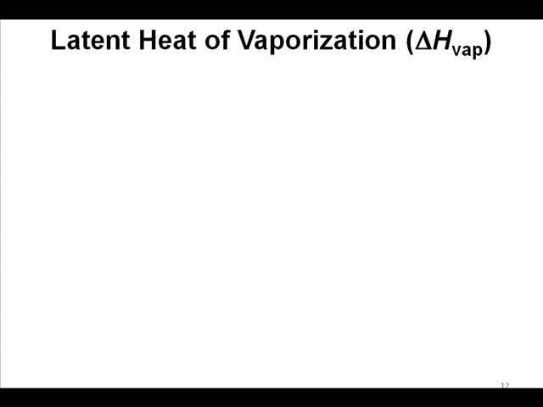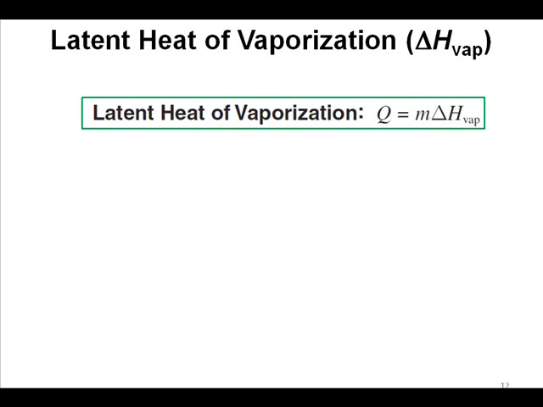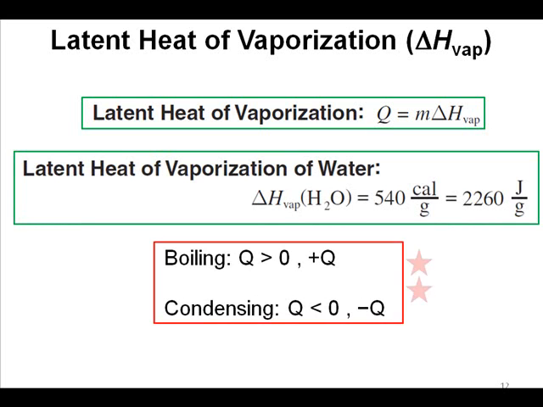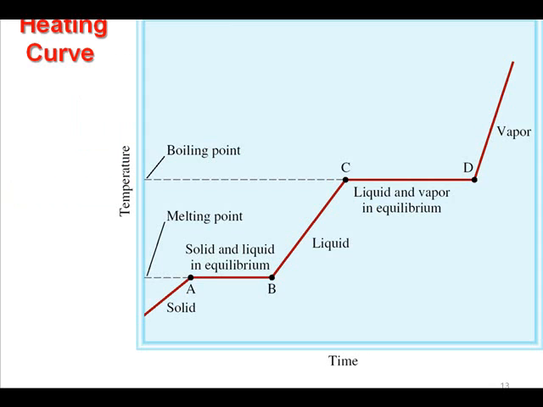Just as there's latent or stored heat during the freezing process and melting process, the same is true for vaporization. The latent heat of vaporization is calculated with the same equation, although the actual delta H value is going to be different. And here again you see it listed as grams. It could also be listed as moles. Boiling, the system is gaining heat, therefore the Q value is positive, and condensation is negative, so it's losing that heat. Now this we've discussed in class.